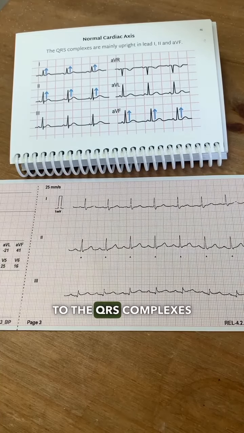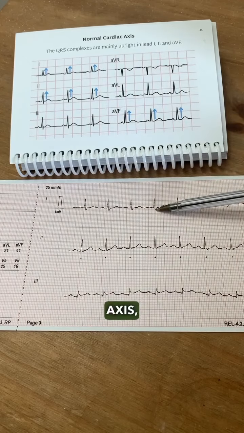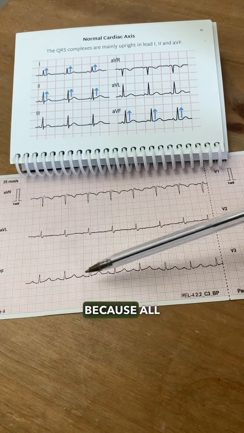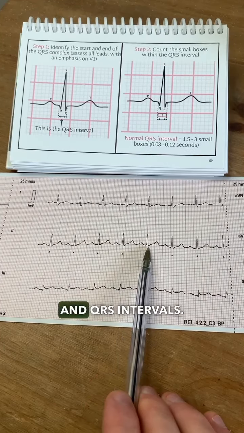I then look to the QRS complexes of leads 1, 2 and AVF to check the cardiac axis, which I can see is normal because all the complexes are facing upright. Then I'd move on to the PR and QRS intervals.